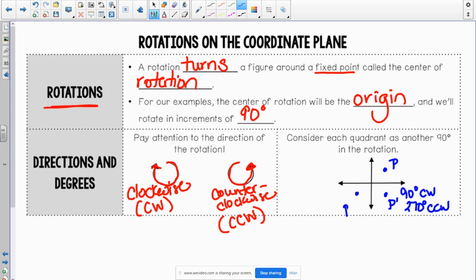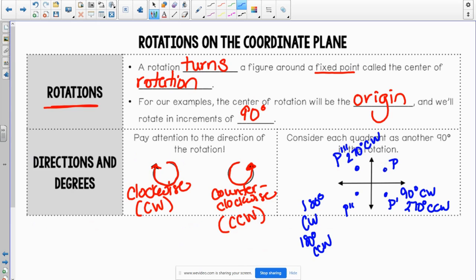If I put P double prime here, so from P all the way into the third quadrant, so first quadrant to third quadrant, that's 180 degrees. That was clockwise that I just showed you. But if you notice, if you go first quadrant, third quadrant counterclockwise, it's the same thing. So it can be 180 degrees clockwise or 180 degrees counterclockwise. Doesn't matter. And then for our last example, we'll put P triple prime there. So if we go clockwise, that's the whole 270 degrees clockwise.